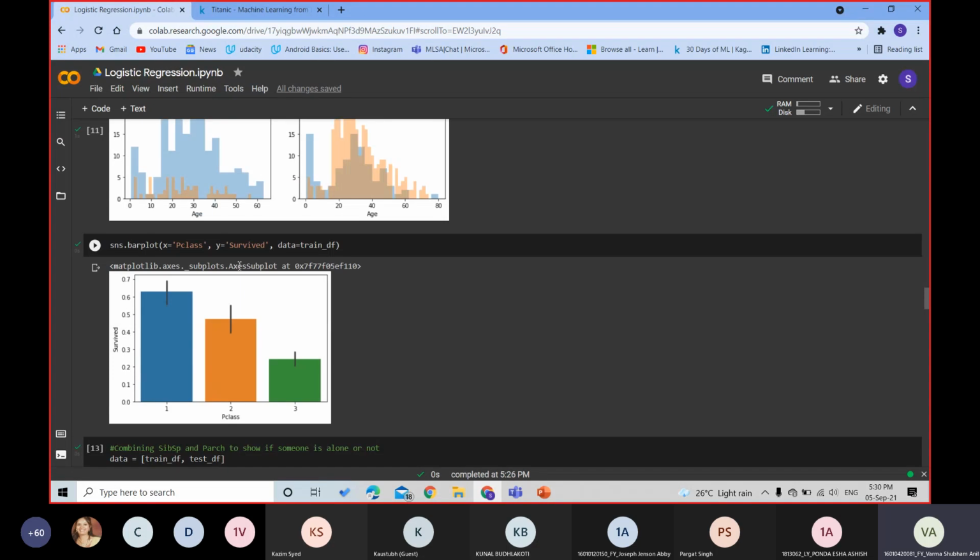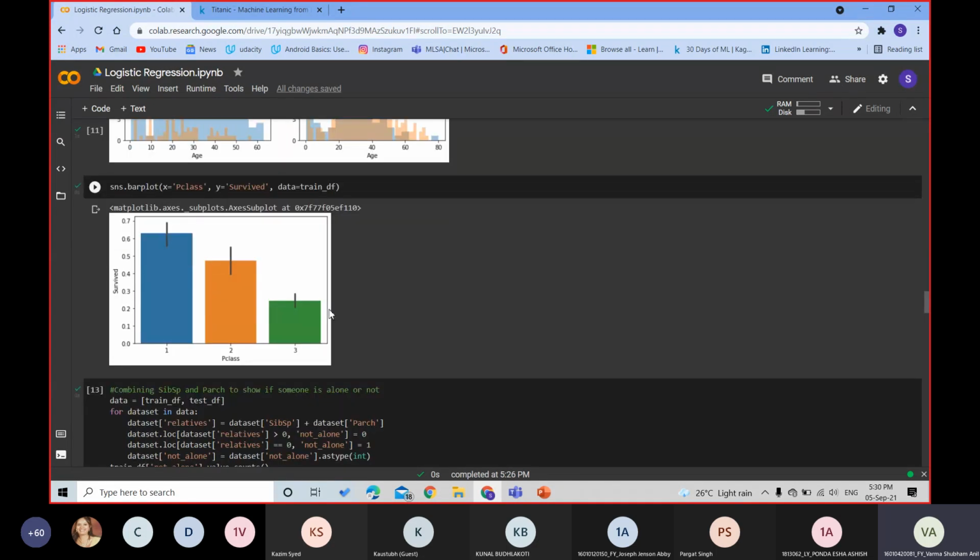Similarly, we then plotted our classes. As we know, Titanic contained three classes: first class, second class, and third class. We plotted whether the person who belonged to the first class survived or didn't survive, how many people were present and how many of them survived. We found it is clearly dependent on classes. As you can see here, the people in class 1 survived the most, and the people in class 3 survived the least. So we can include this parameter also in our machine learning model to increase its accuracy.